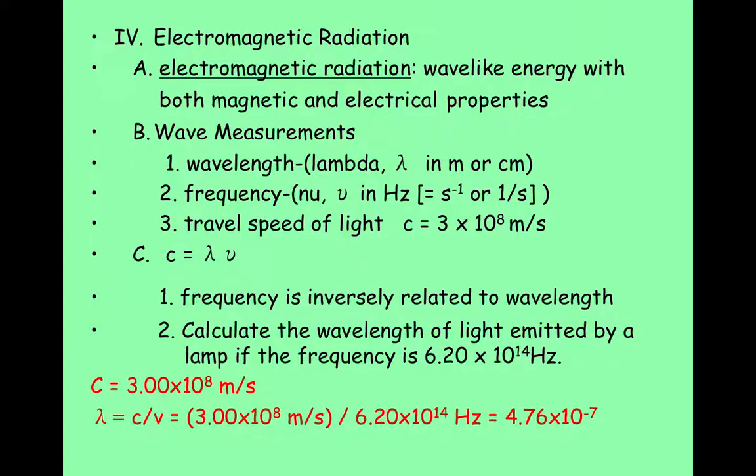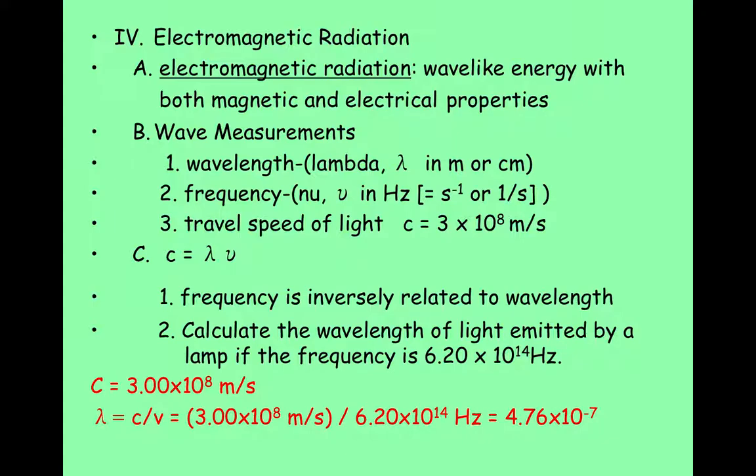So if c equals lambda times frequency, I'm going to have to divide by frequency on the other side because I want to get lambda by itself. So lambda equals the speed of light divided by the frequency. You will have to be able to manipulate equations in this class frequently. So if you're having any trouble at all with that, please ask. We'll have some opportunities to practice this. But lambda equals the speed of light over frequency.